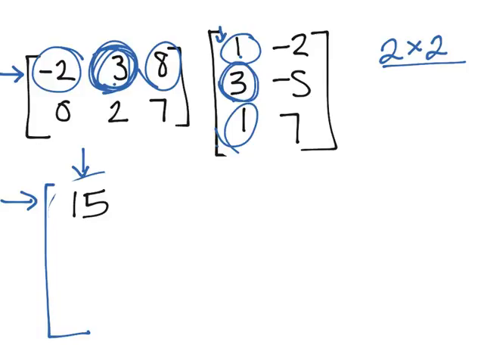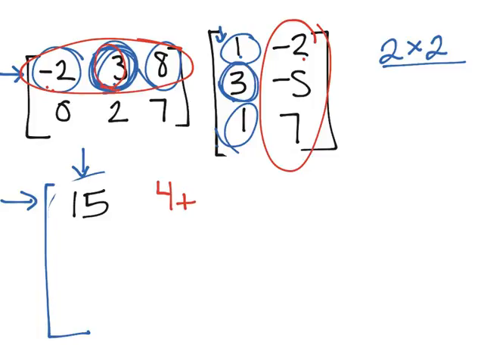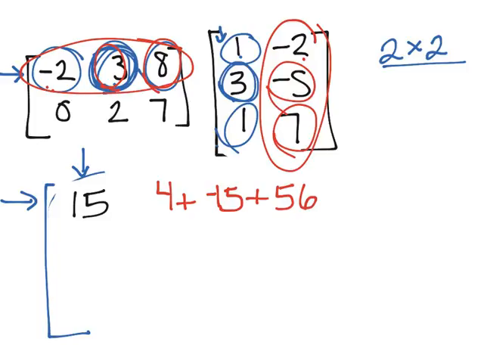Very well, now let's go to still having our first row, but now times our second column. So we will do the same thing, the first element times the first element, and that is equal to 4, plus the second element times the second element, and that is equal to -15, then plus our third element times our third element, and that is equal to 56. And so if we add all of this, we get that this is equal to 45. So we can erase this and just put 45 right here.